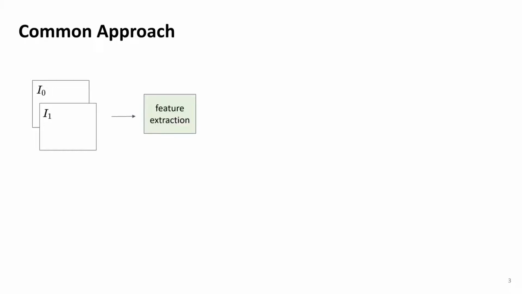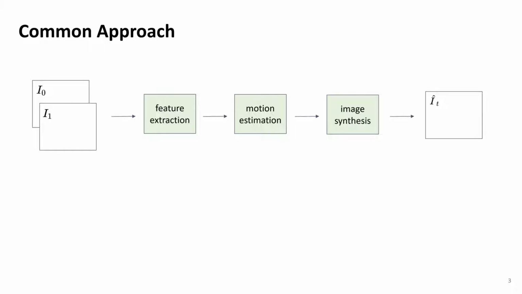The first step extracts a suitable feature representation from the images, from which the motion between the two input frames can be predicted, for example in the form of optical flow. From this, the final intermediate frame can then be estimated in an image synthesis module. Overall, this can result in a quite complex network design, with many parameters.